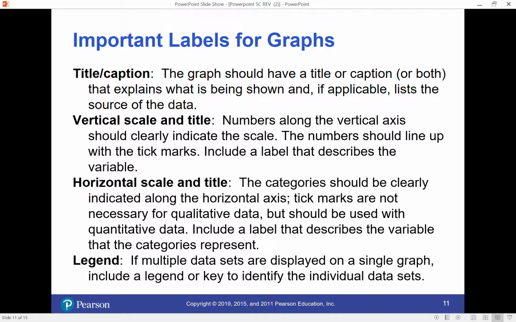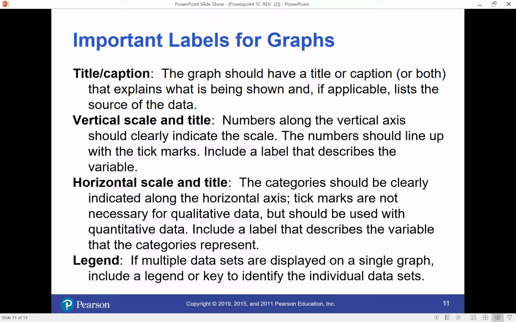Okay. You want a vertical scale and title. That's the left side going up and down. Numbers along the vertical axis should clearly indicate the scale you're using. Like that time one I just showed you said the scale was per 100,000 people, okay? So you want to definitely have a scale indicated. And the numbers should line up with those tick marks, okay? And then you include a label that describes the variable. Mine was talking about homicides. So mine was showing me the homicides and they scaled it per 100,000 people. And I had the scale go from 1, 2, 3, all the way up to around 10, okay?